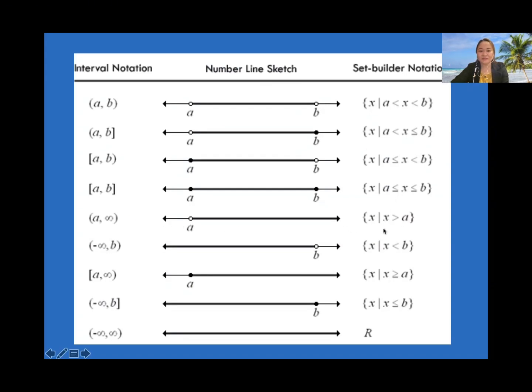This is unbounded open. We have x is greater than a, from a to positive infinity. X is less than b, from b going to negative infinity. X is greater than or equal to a, so closed a going to positive infinity. Next, x is less than or equal to b, from negative infinity to closed b. And this is the real numbers, from negative infinity to positive infinity.